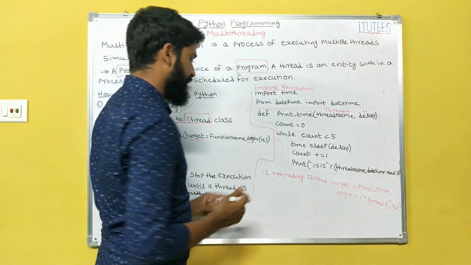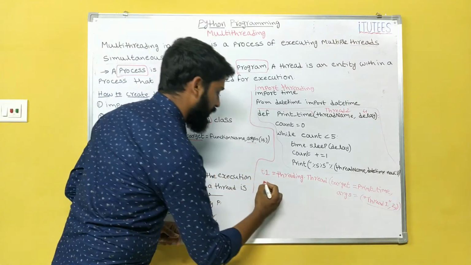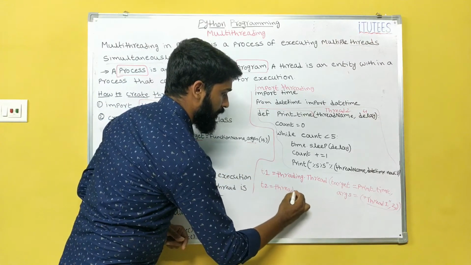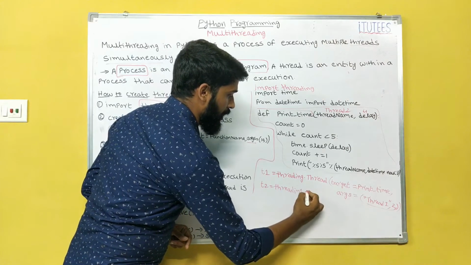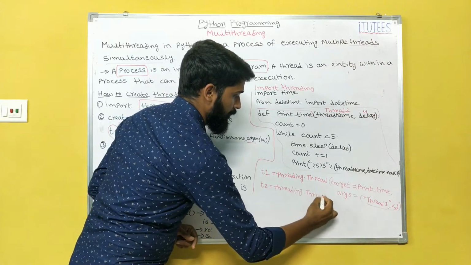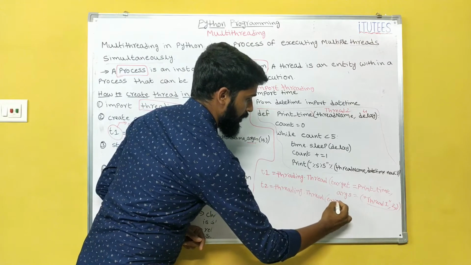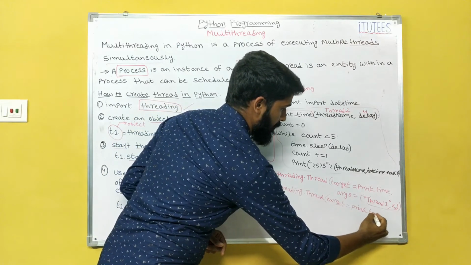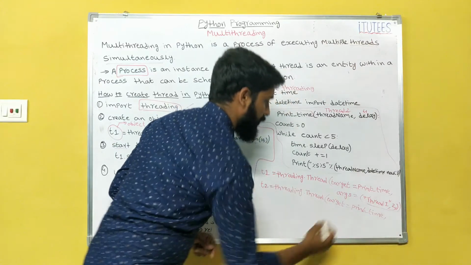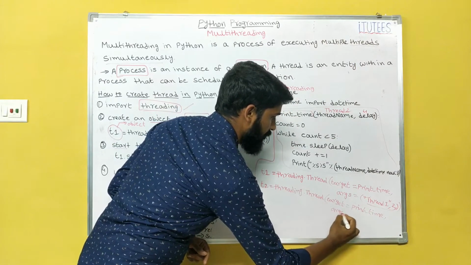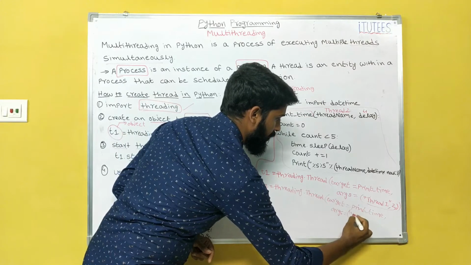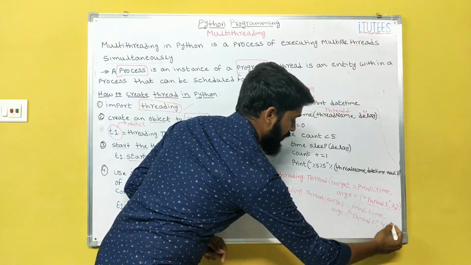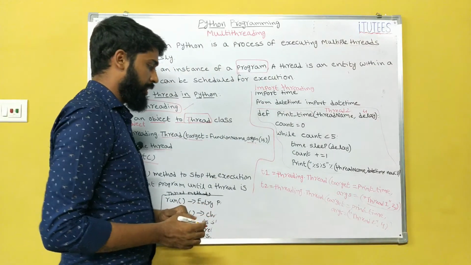Okay. Next, in a similar way, you can create the second object. T2 equals threading.Thread, target equals print_time, args equals, we change the arguments, "thread 2", comma, 4 as the delay. Okay.